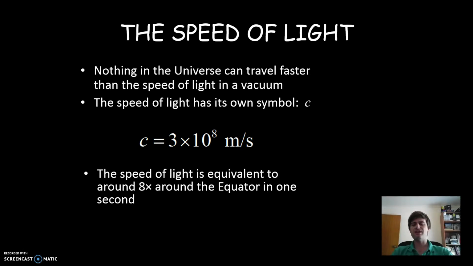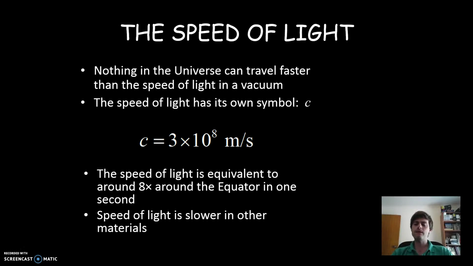Now, to get a handle of exactly how big that is, it's a pretty high speed. 300,000 kilometers per second, basically. And it's one of those numbers that's so big, it's hard to really wrap your head around. I like to think of it like this. If I could make light travel in circles, which it can't, but if I could, 3 times 10 to the power of 8 meters per second is about 8 times around the equator of the Earth in 1 second, so pretty fast.